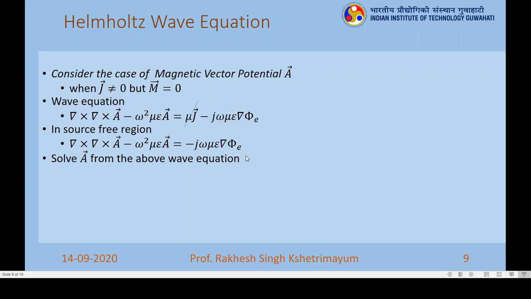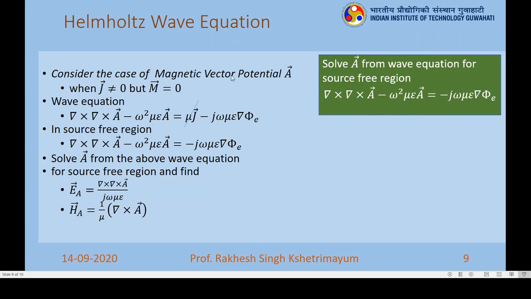So what is the process? Solve A from this wave equation, then find the electric field and magnetic field. Electric field can be found out as curl of A divided by j omega mu epsilon, and magnetic field can be found out as 1 by mu curl of A.